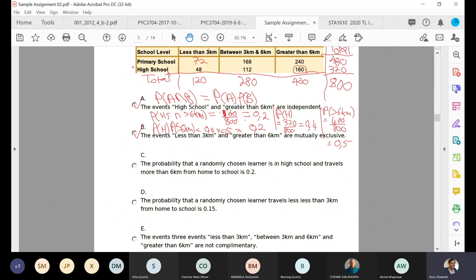The probability that a randomly chosen learner is in high school and travels more than 6 kilometers from home is 0,2. So here they want you to calculate the joint probability of high school and more than 6 kilometers from school, which is greater than 6 kilometers from school.